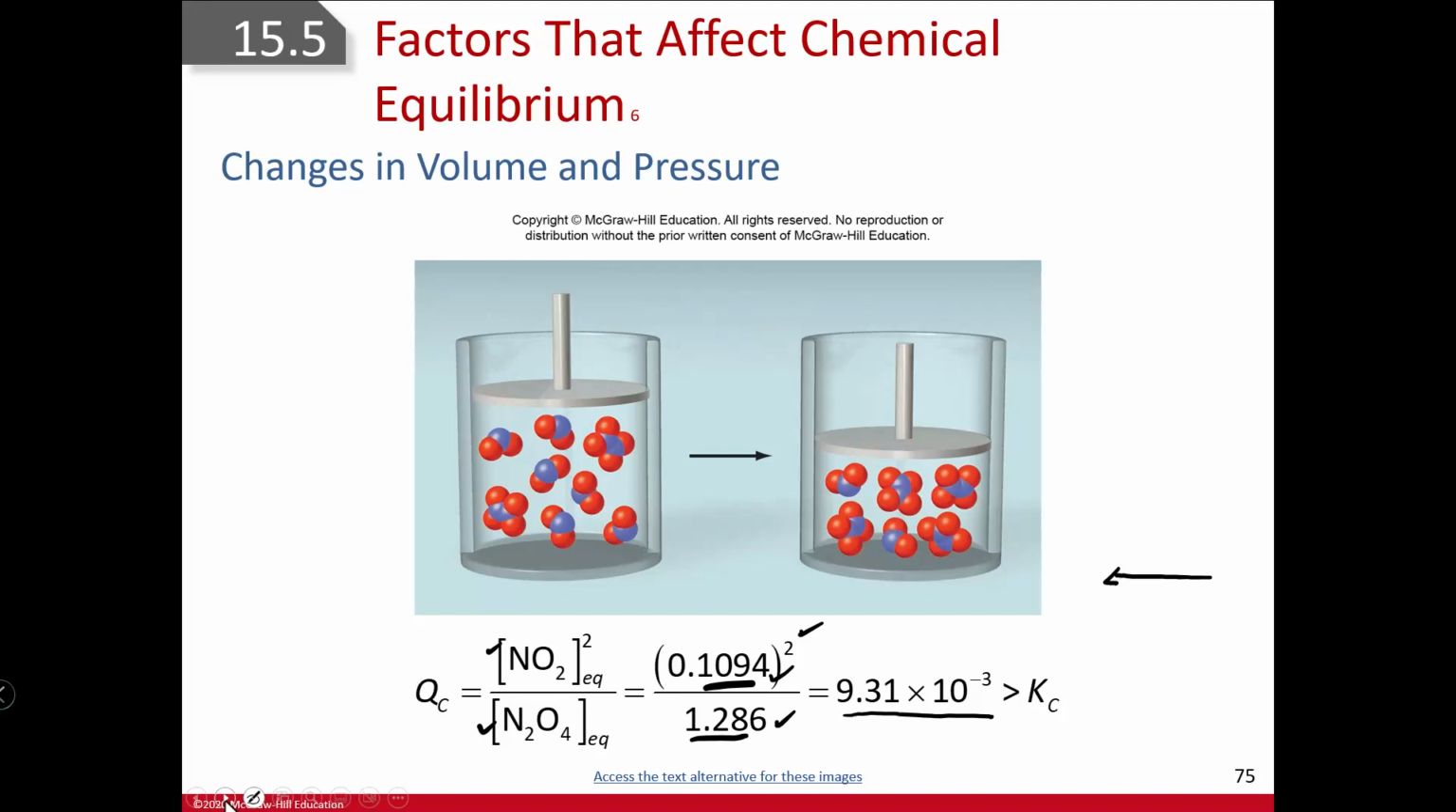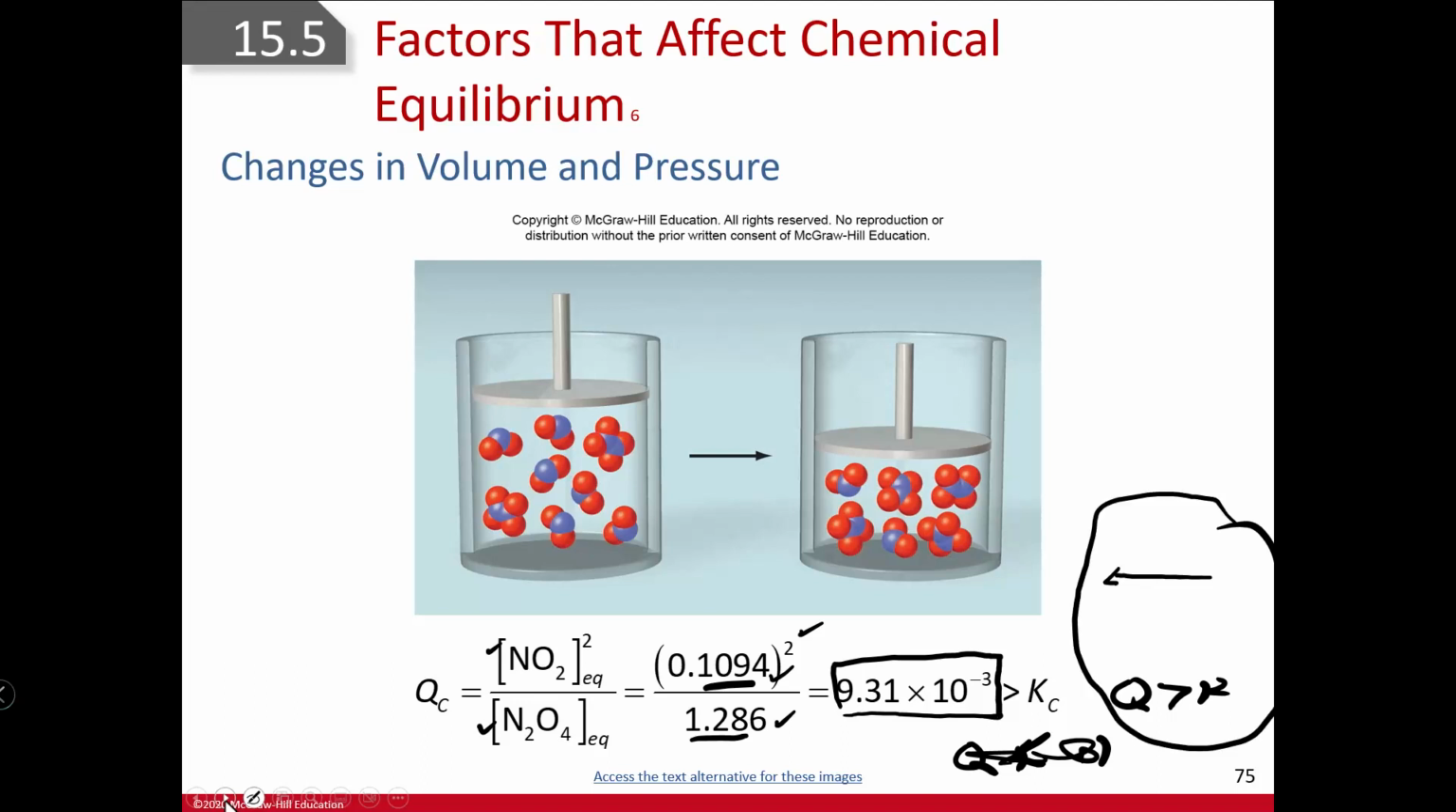So what we calculate here is actually Qc. And if Q is greater than K, the reaction shifts to the left. We already know this part. And we did that by, when we decreased the volume by half, that made these concentrations double. But this one's squared, and that's what really affects it, right? So that's what we're doing here.